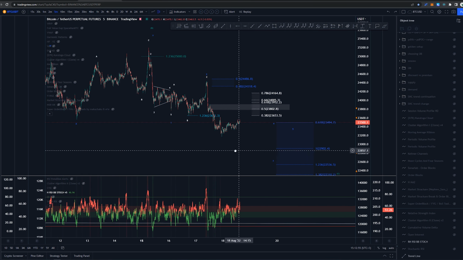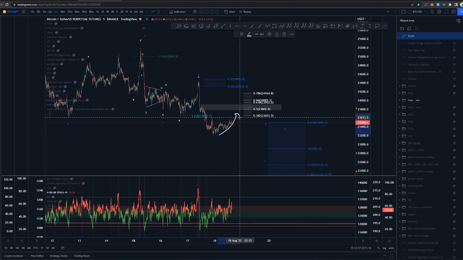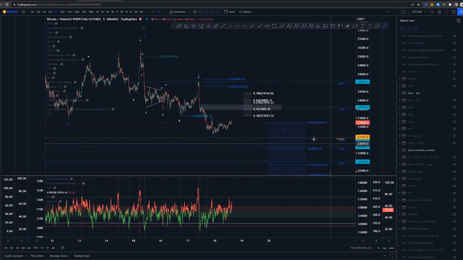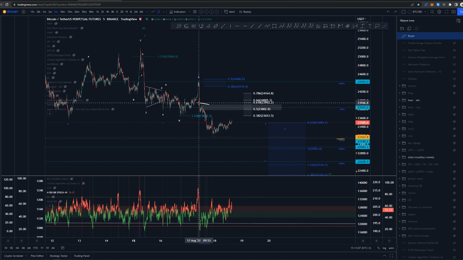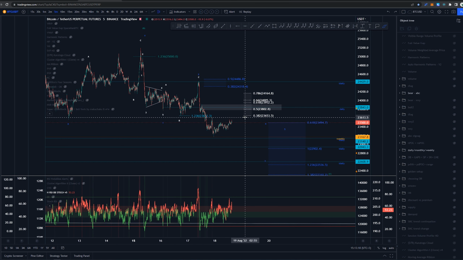Currently what I would be looking for is this pullback up higher. We do have a daily level here at around 23,840 something, and also that 0.5 retracement with an order block here, which would definitely offer some kind of trade setup for sure if we are getting there.